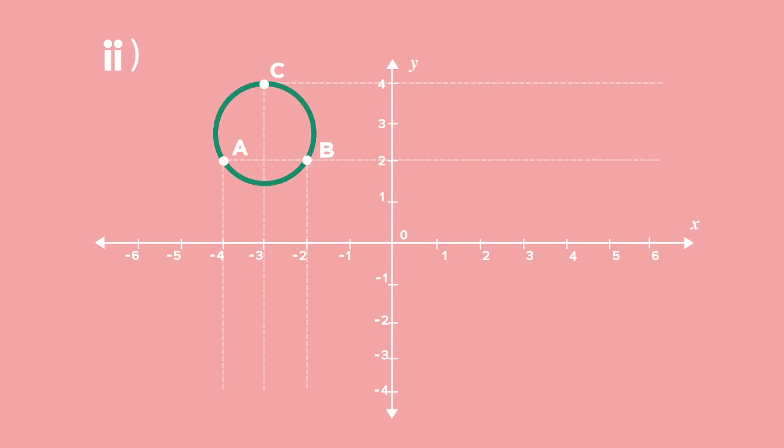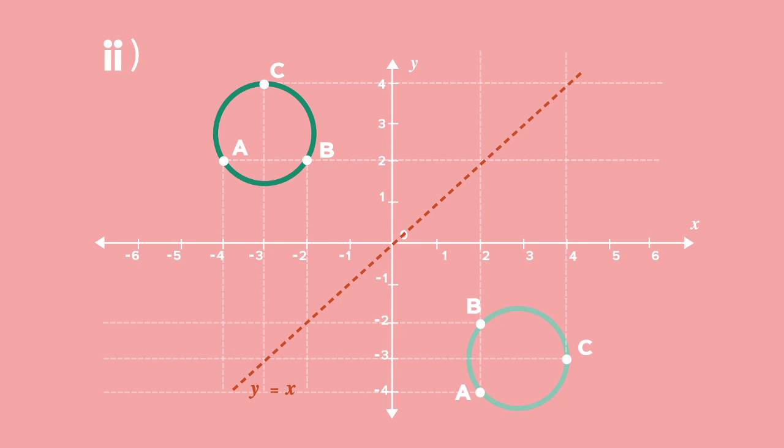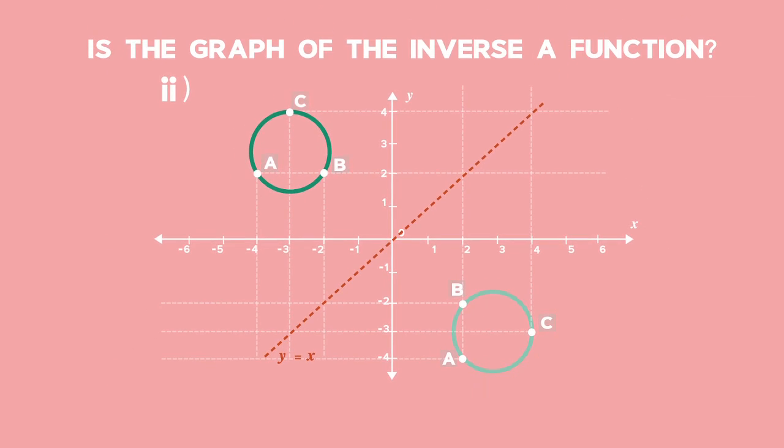Let's look at part 2. This is a graph of a circle. If we find the inverse using the reflection about the line y equals x, we get an inverse graph as shown. You can check the accuracy of the graph by using reflections of the points A, B, and C on the original graph. Is the graph of the inverse a function? No, since the original graph is a many-to-many relation, therefore the inverse will not be a function.